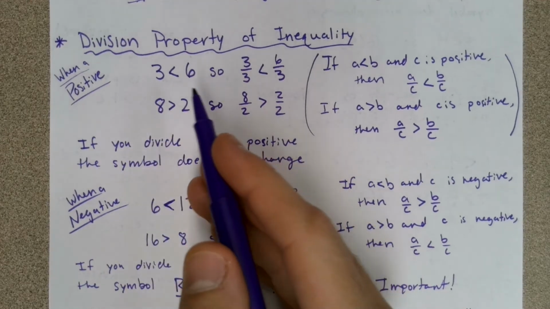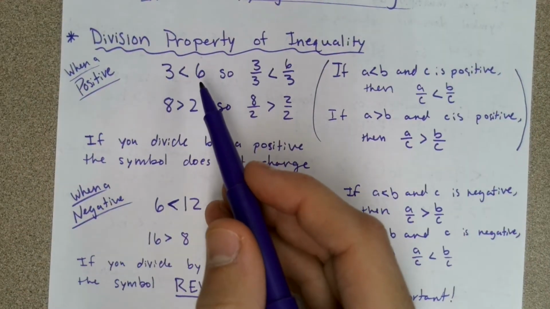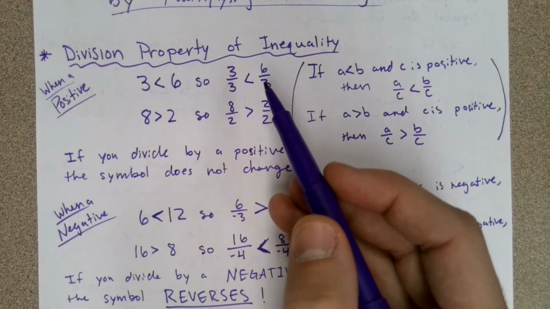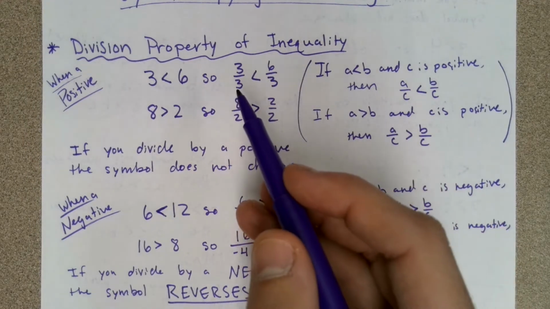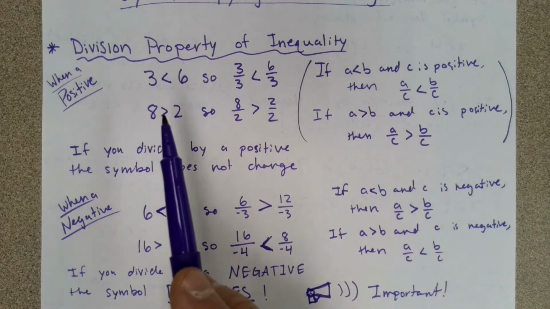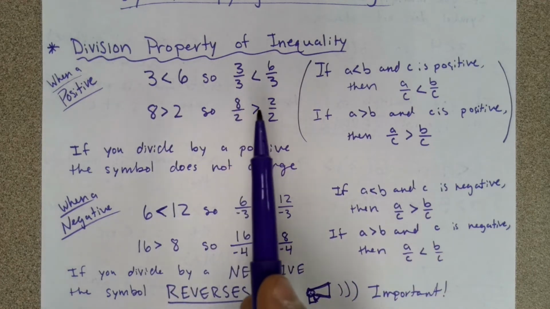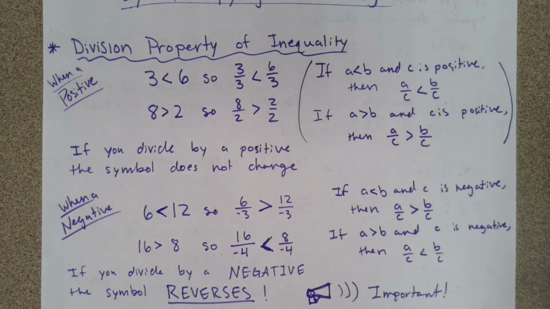So when dividing by a positive, if we do 3 is less than 6, so 3 divided by 3 is less than 6 divided by 3. We divide them both by 3. Whatever we do to one side, we did to the other. Checks out. 8 is greater than 2, so 8 divided by 2 is greater than 2 divided by 2. We divide each side by 2. Whatever we do to one side, we have to do to the other.